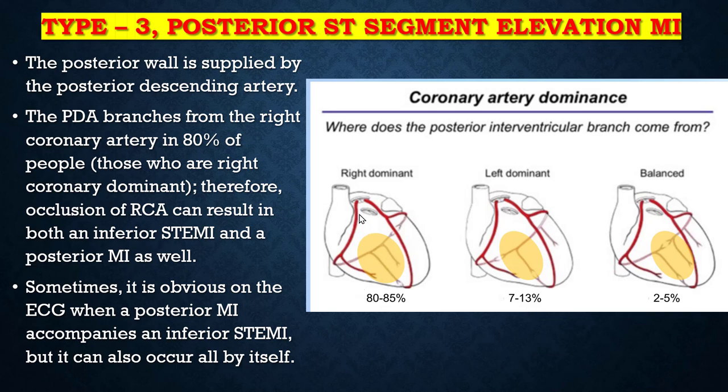In one condition, the supply is by the right coronary artery. This is called right coronary dominant. In 10%, the supply of the posterior wall is by the left coronary artery. So this is called left coronary dominant. And a third case is where both the left and right coronary arteries supply branches to the posterior wall.